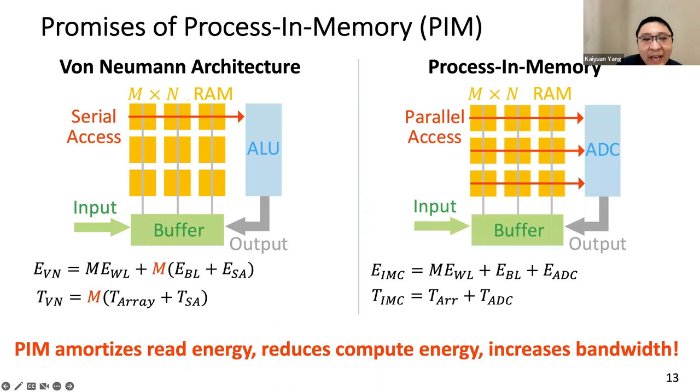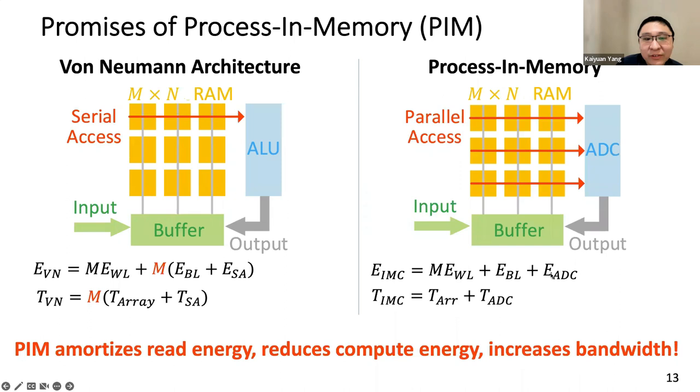In the meantime, we also save the energy of reading data out of the memory, because now instead of accessing it m times, we are only accessing it one time. On the address part, this green line part, we still spend m times, so that's not a saving. But on the horizontal line, we are only reading the analog value once instead of m times, so here we save a factor of m. And then we need to use the analog to digital converter instead of a simple sense amplifier to quantize the result. This will be an extra energy, but we don't have the factor of m.